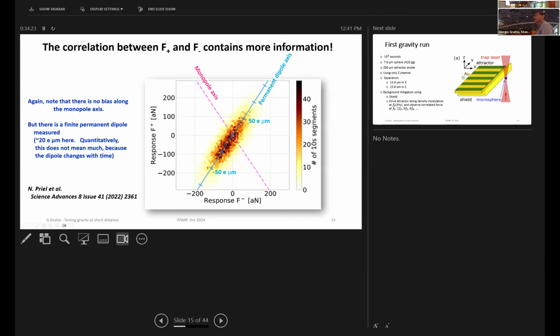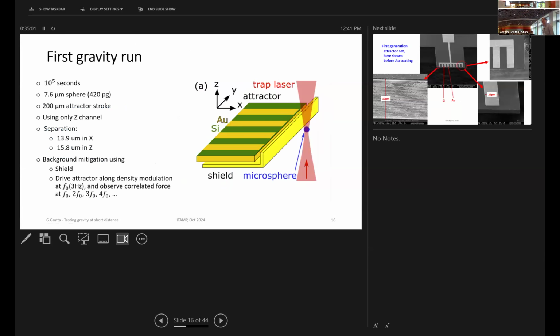You can look at it in a different way by essentially plotting F plus against F minus, and the permanent dipole moment now is going to go on one axis, and you can see this cloud is very skinny this way. On the other hand, the monopole axis is this one, and if you project on this axis, you get a very narrow distribution. On the other hand, the permanent dipole moment axis is this other thing here, and in this case it is very broad, and not only that, but also the central value is slightly offset, which is what we saw before. All right, so we can actually investigate that.